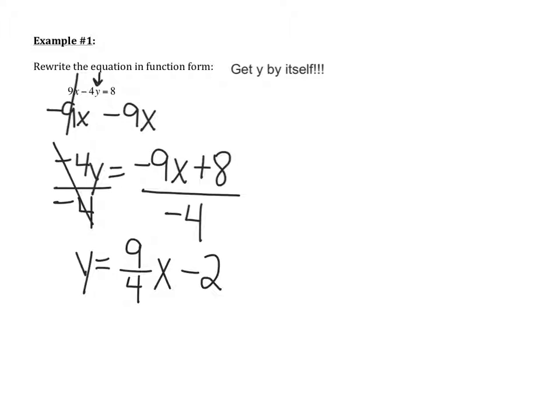So notice I kept the negative 9 over negative 4 as a fraction, but since a negative divided by negative is a positive, I kept it as 9 over 4, put the x back on it, and then 8 divided by negative 4 was negative 2. So my function form answer for this equation was y equals 9/4 x minus 2.